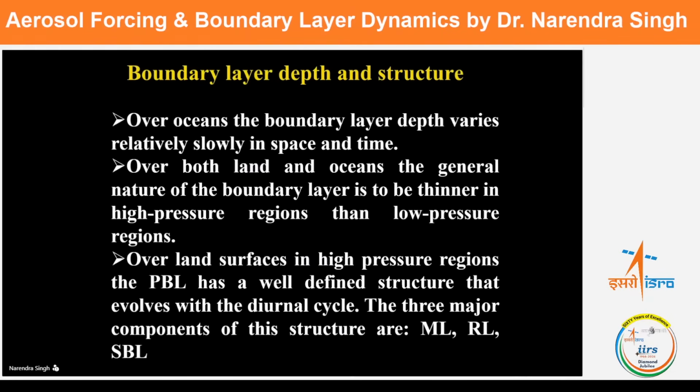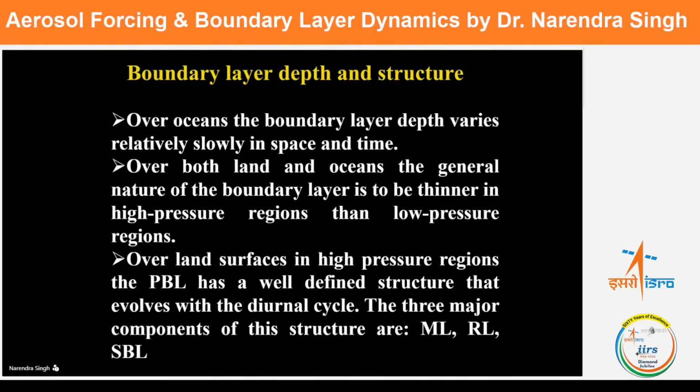Over land surfaces in the high pressure region, the planetary boundary layer has a well-defined structure and evolves with the diurnal cycle. So there are three components of this structure. If we talk about the diurnal cycle, meaning the 24-hour cycle, starting from midnight to another midnight, then there are three components.